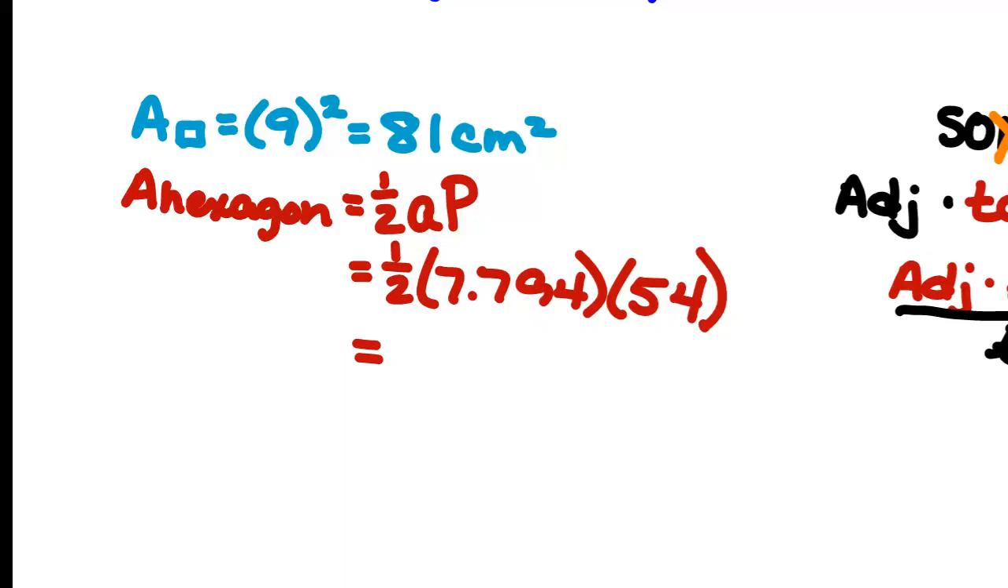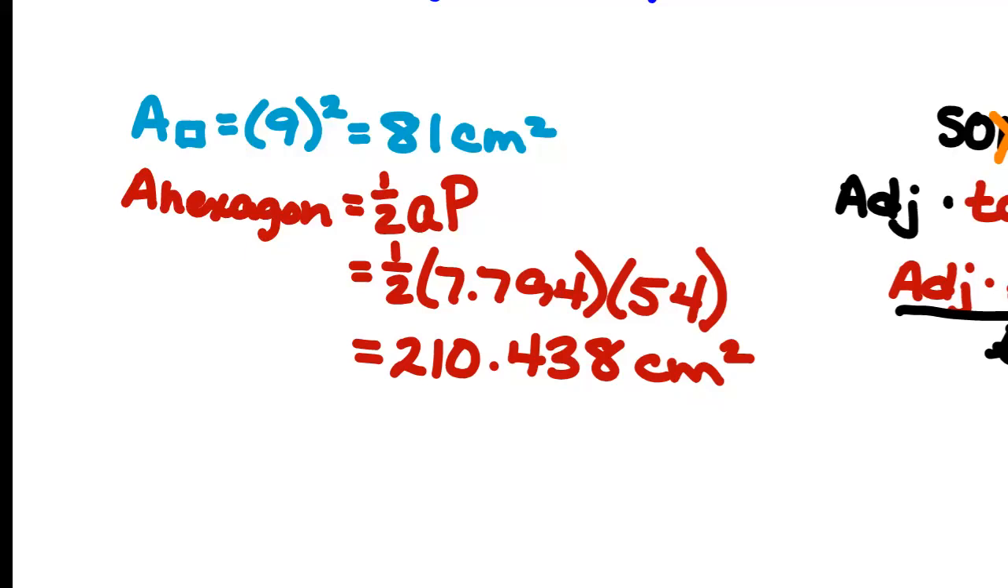Let me look at your calculator real quick. I couldn't hear super well. There we go. Okay, you said it right. I just heard it incorrectly. My apologies. 210.438. That's absolutely correct. That would be centimeters squared.